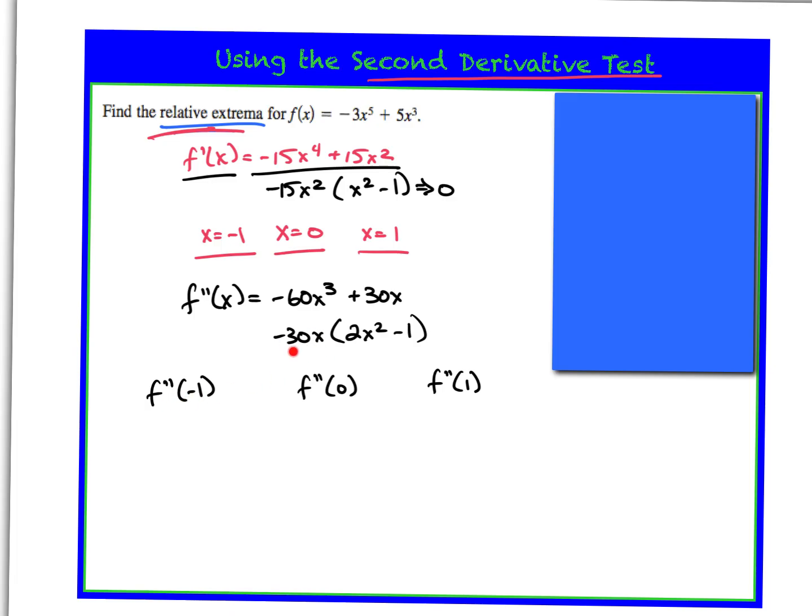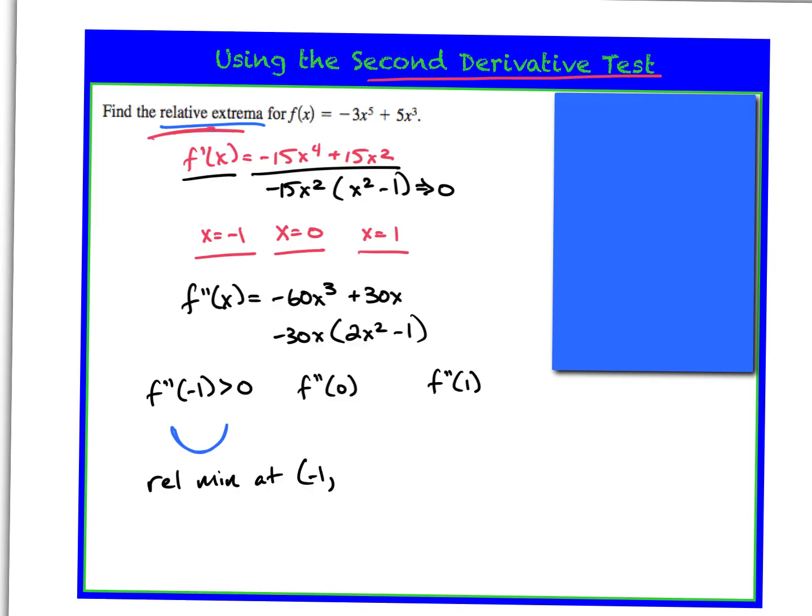So if I substitute in negative 1 right here, this would turn out positive. This would turn out positive. So a positive times a positive is a positive. So f double prime of negative 1 is greater than 0, which means it's positive, which means it's going to look like that, which makes at negative 1 a relative minimum. A minimum. So I have a relative minimum at negative 1 comma something.